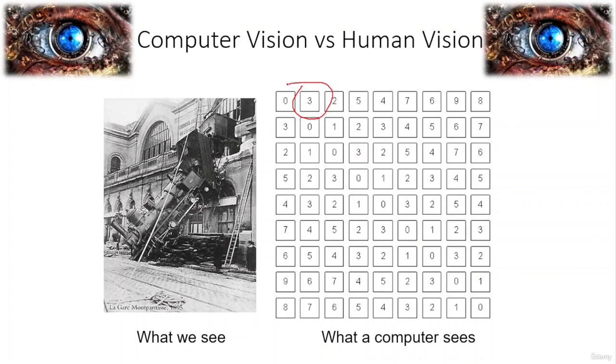A pixel, also known as picture element, is the smallest unit of a digital image. It is a single point in an image grid or matrix representing a specific location and color value. So a pixel contains information about the intensity or color of the corresponding point in the image.